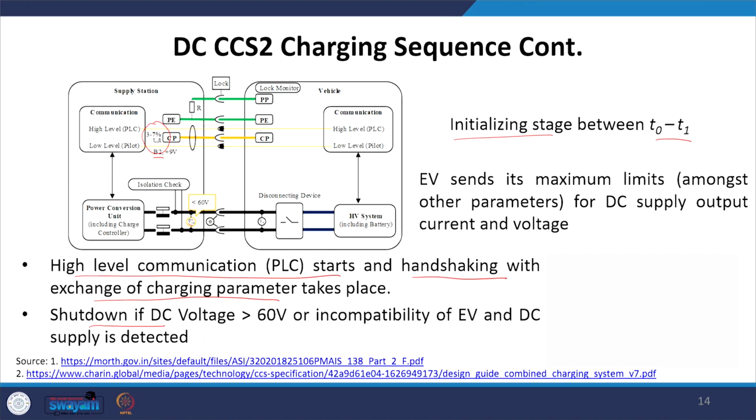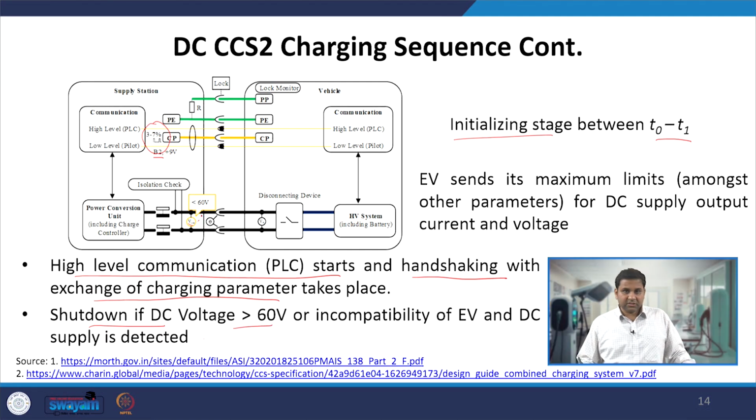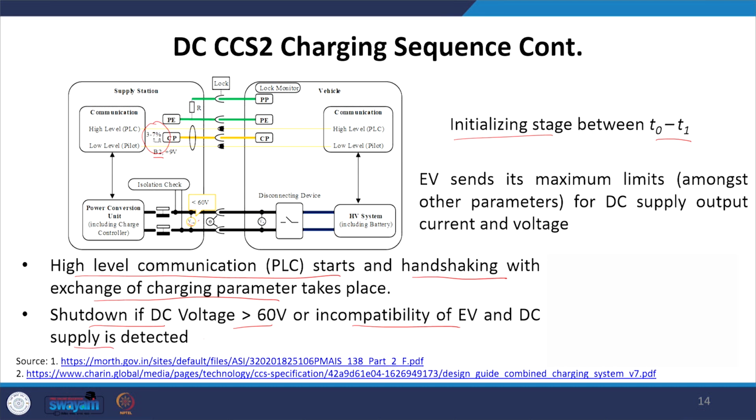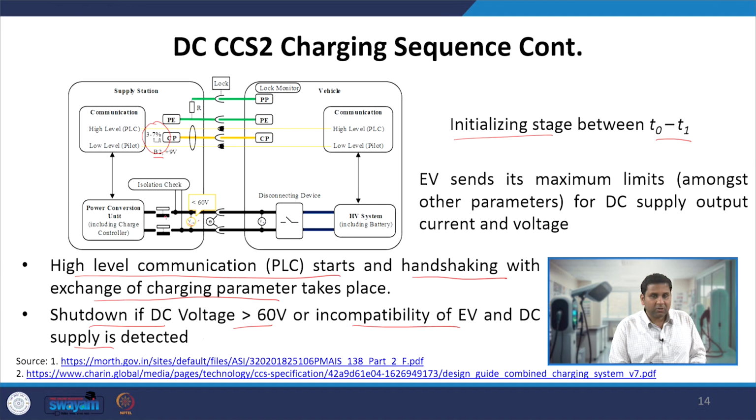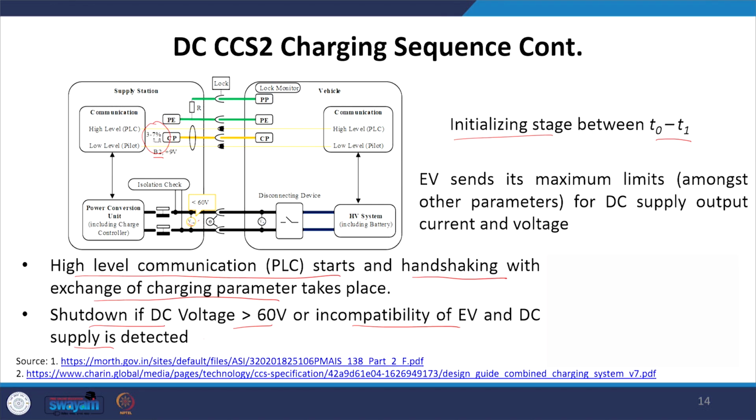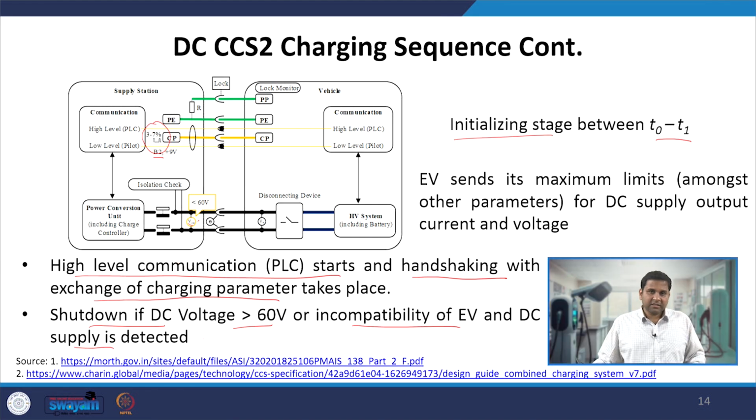During this time, some voltage will start appearing at this place. If the voltage is greater than 60 volt, or if any incompatibility between the EV and DC supply is detected, the charger will immediately shut down. Even though the contactors on the EVSE side are still open, because of some faulty condition, if the voltage is greater than 60 volt, or any incompatibility between the EV and DC supply is detected, the charging system will demand a sudden shutdown.